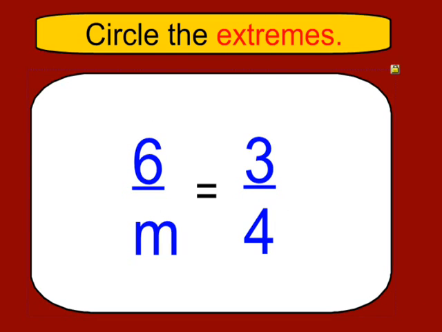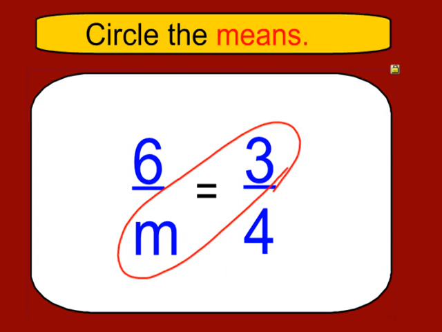So again, let's circle the extremes in this example. What would be the extremes? 6 and 4 are your extremes. And what would be the means? This would be your means.